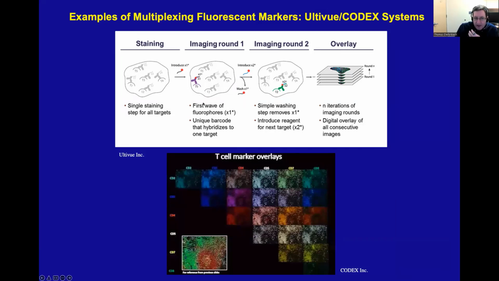And so on the left, you can see the staining step, and then you can introduce your fluorophores, and then you can do some imaging, and then do some washing, and then image again. And then you can iterate this. Basically, you're imaging the same piece of tissue over and over again, but with different panels of antibodies to build a map. And that's represented down here with the CODEX image.